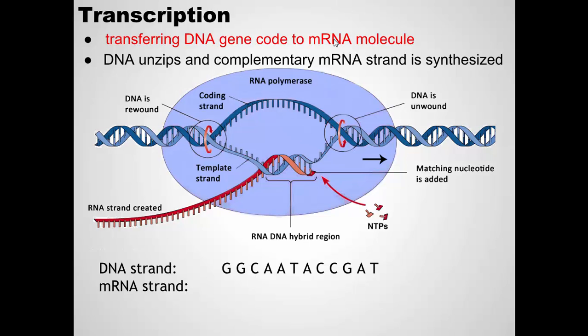So let's pretend that the bases found in this DNA are G, G, C, A, T, A, C, C, G, A, T. Okay. That's starting to make the recipe to build this protein. What would the matching messenger RNA be? What goes with G? C. What goes with G? C goes with? A goes with?